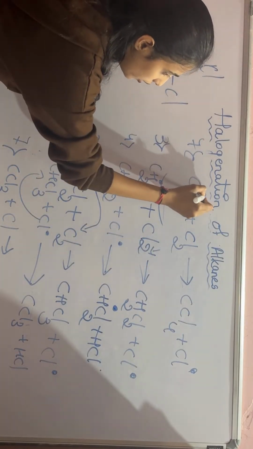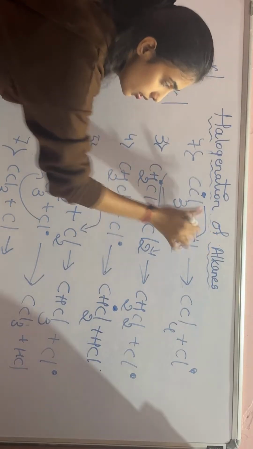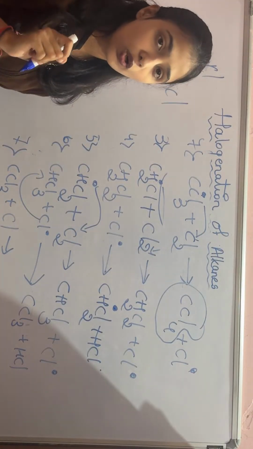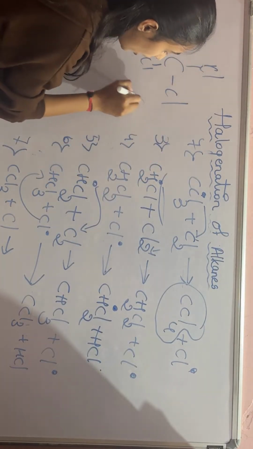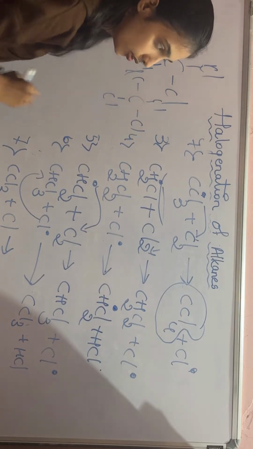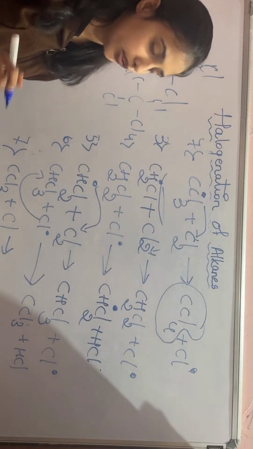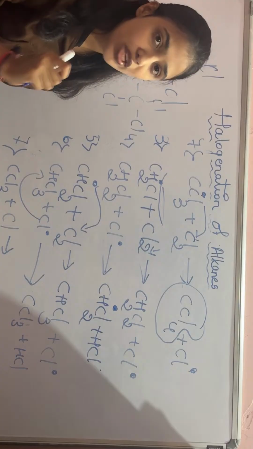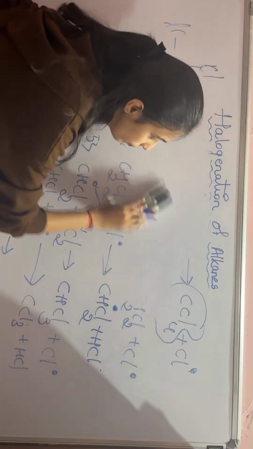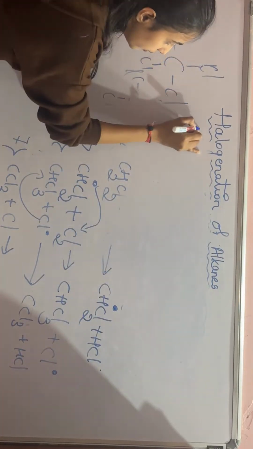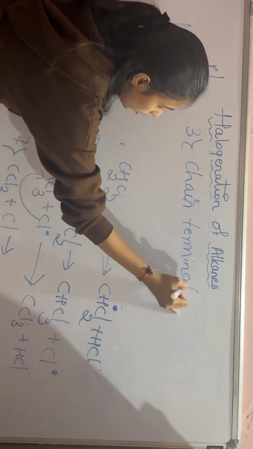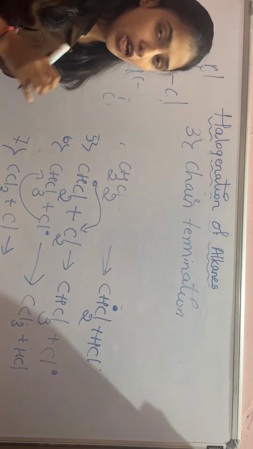So in CCl3, your free radical was there. Now it will be transferred to your Cl2. See the entire product: it is nothing but your carbon tetrachloride, where all 4 hydrogen atoms are replaced by halogen atoms. That is carbon tetrachloride, and this entire reaction is the chain propagation reaction. Now we want to end this reaction. How we can end it, we are going to study in chain termination reaction. So the third step is your chain termination.